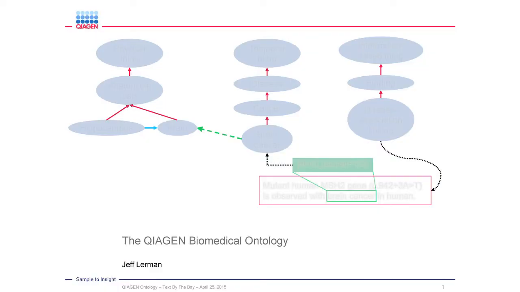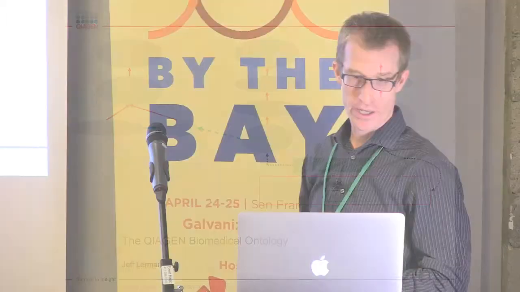So I'm Jeff Lerman. I'm part of QIAGEN now, which is a life sciences company. I will be talking about the ontology that we use for organizing biomedical information that we curate from a variety of sources, and I'll talk about why we do that and how we do that.